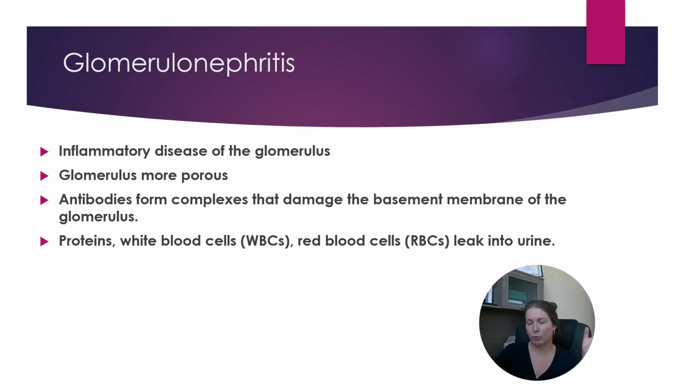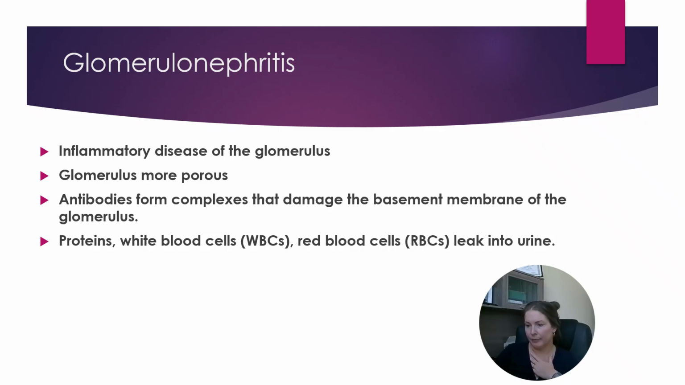So when we have this abnormal leaking, we get protein in our urine, the red blood cells in our urine, okay? So this can be acute after an infection. A lot of these infections are after strep infections, okay? It can also be chronic that ends up leading to chronic kidney disease.